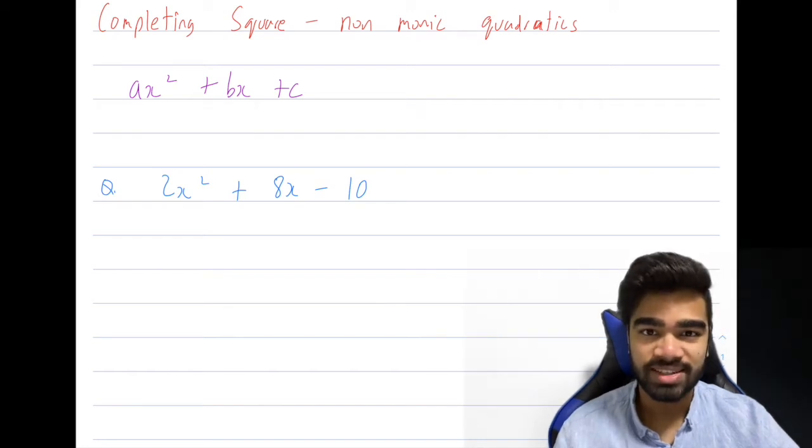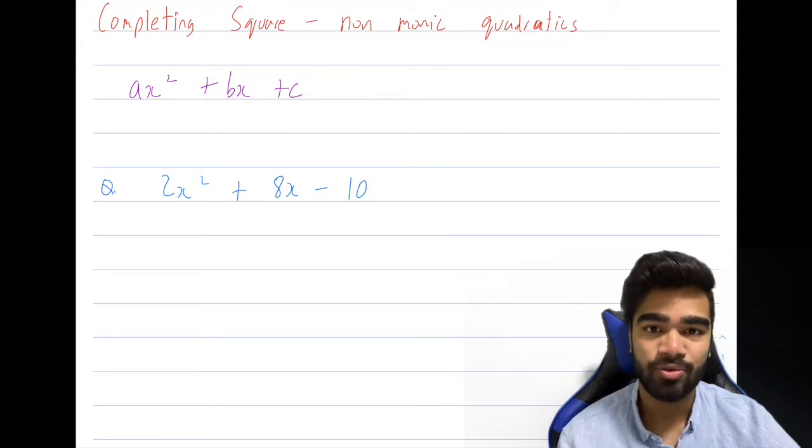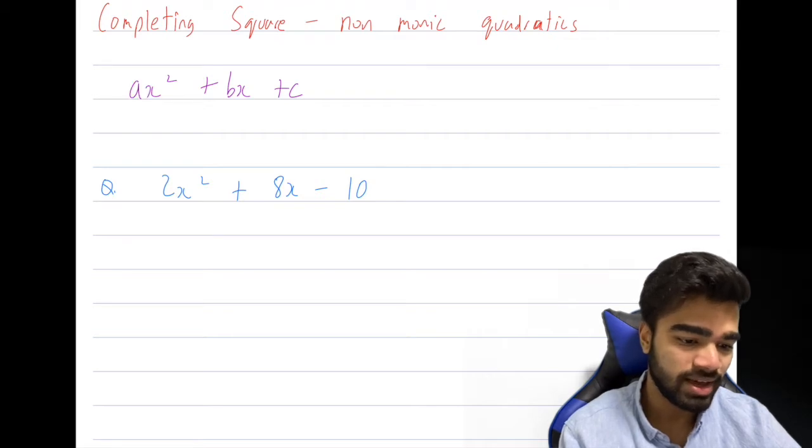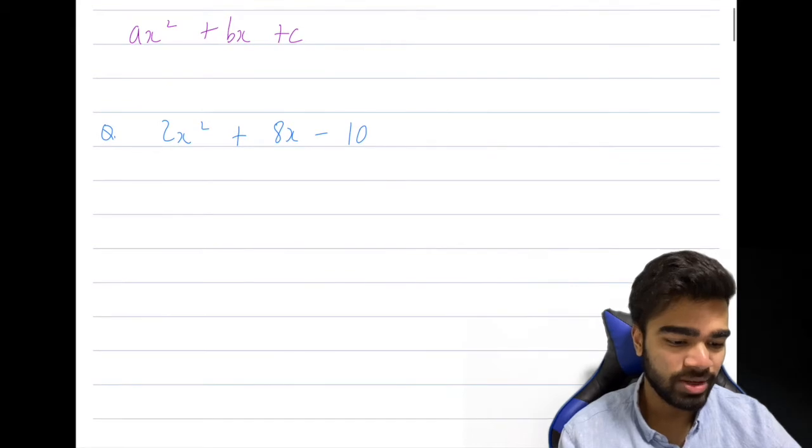Alright, welcome to the next lesson, and this lesson is a continuation from the last one where we learned how to complete the square. So this lesson is completing the square of non-monic quadratics. So what are non-monic quadratics? Well, they are quadratics where they have a number in front, a. Okay, so let's have a look at how we can complete the square for this.